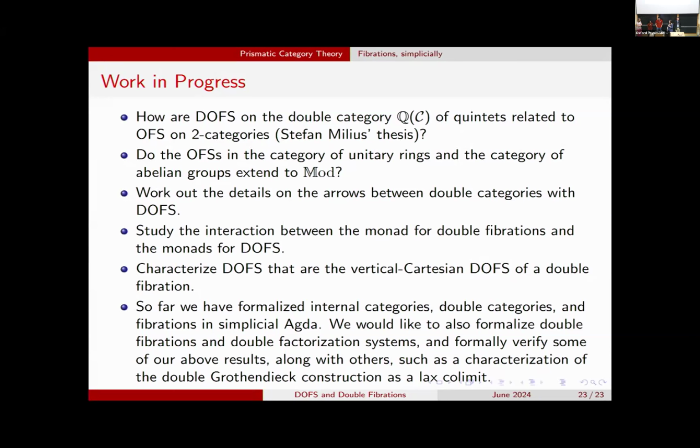Just building on what I talked about in the last slide, so far we've formalized internal categories, double categories, and fibrations in simplicial Agda. We are also hoping to formalize double fibrations and double factorization systems, and formally verify a bunch of the results that we proved in the previous slides. And more after that, which you can read there. But anyway, that's what we've been doing, and thank you so much.